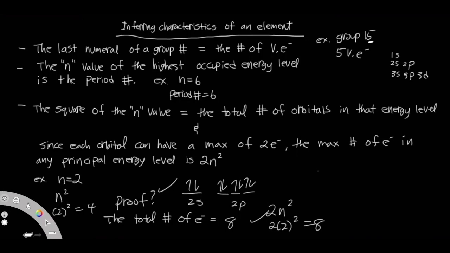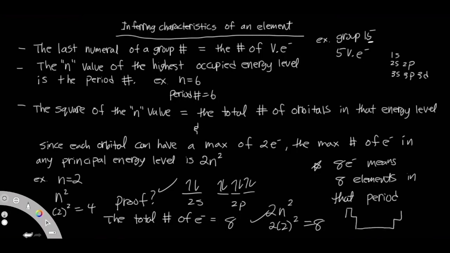Now I also want you all to remember here, I'm going to put a star. This is quite important. If there are 8 electrons, this means that there are 8 elements in that period. And if you were to look on a periodic table, let's say it kind of looks like that, something like that, and you were to count from the second period, so let's say if this is the first period, this is the second period, if you were to count these elements, 1, 2, 3, 4, 5, 6, 7, 8, you should be able to see 8.